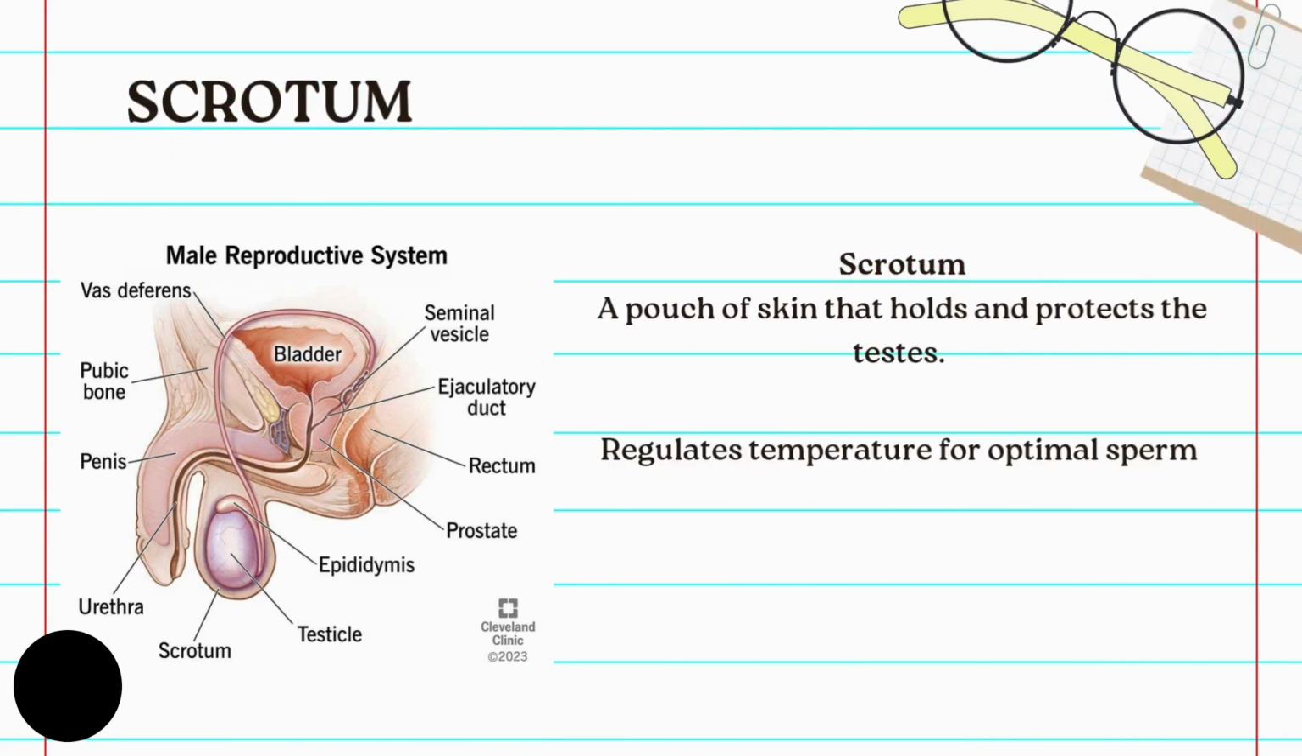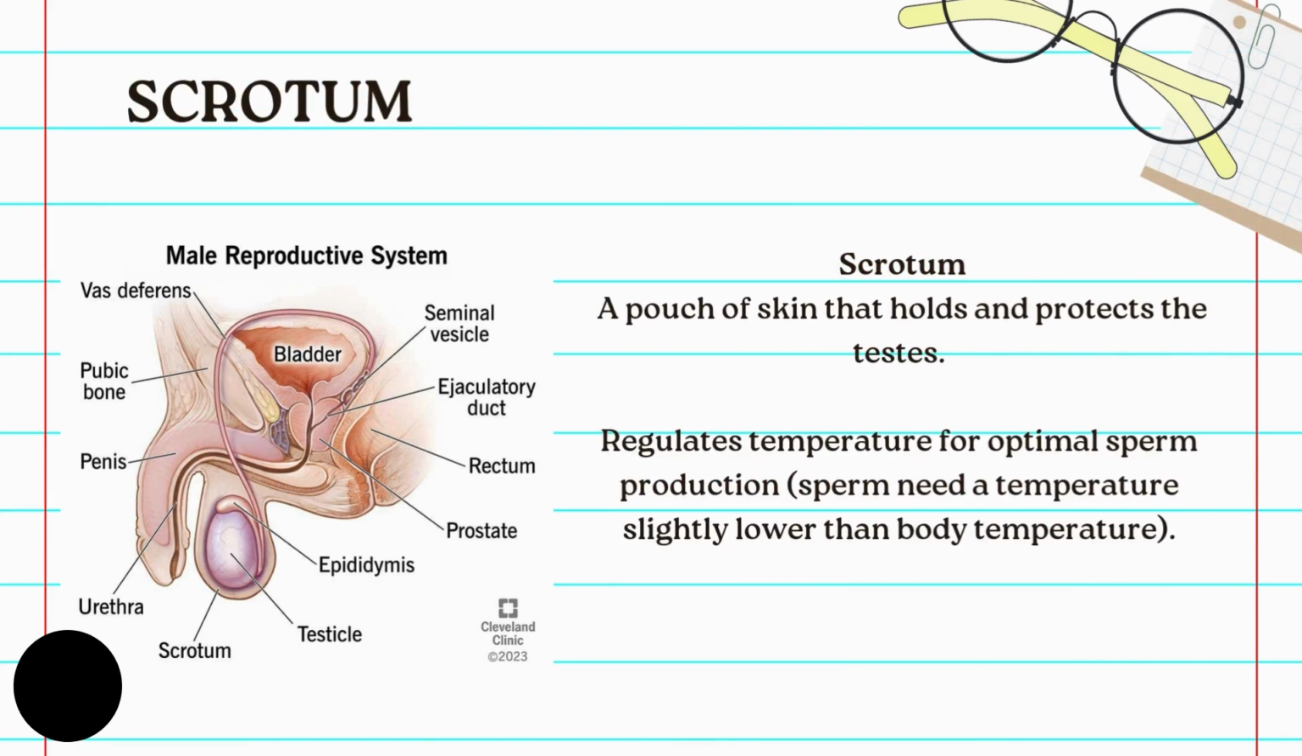And then we have the scrotum. The scrotum is, I want to say, exoskin. It's not exoskin, but it looks, and when you touch it, it's as if it is exoskin. It's a pouch of skin that holds and protects the testes. And it also regulates the temperature for sperm production.